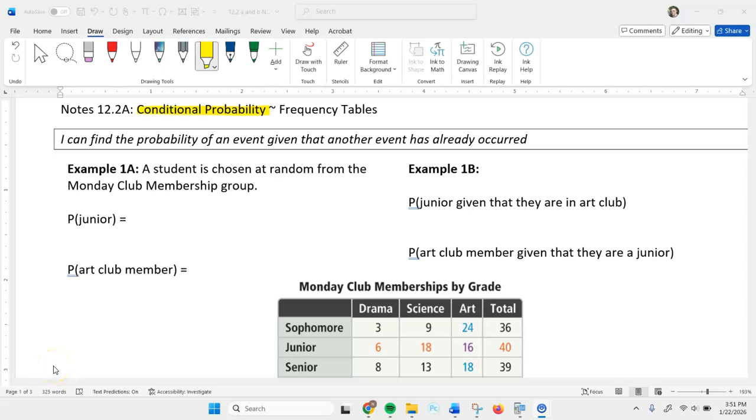All right, well, welcome. In this video, we're going to be looking at lesson 12.2, and we're going to be looking at both parts in this video, 12.2a and 12.2b, all of which is dealing with this concept of conditional probability. Now, what we're going to do is start with a little bit of a review.